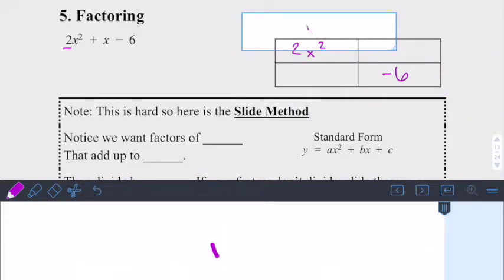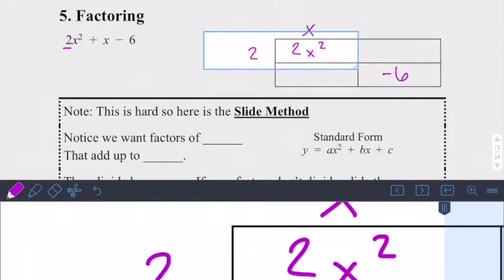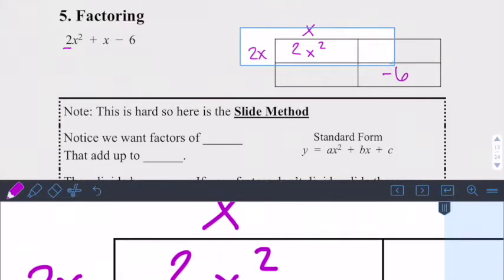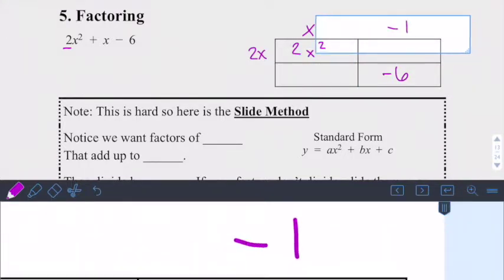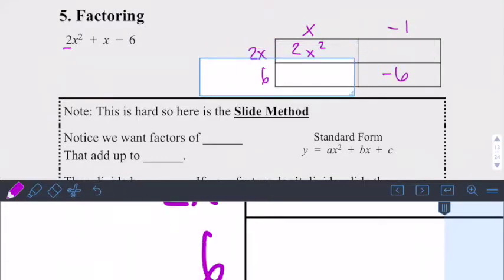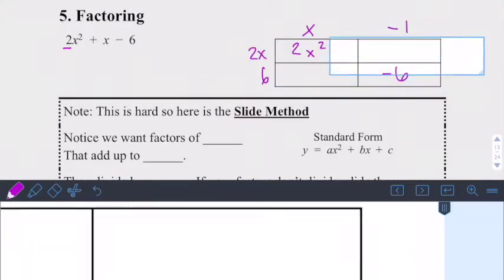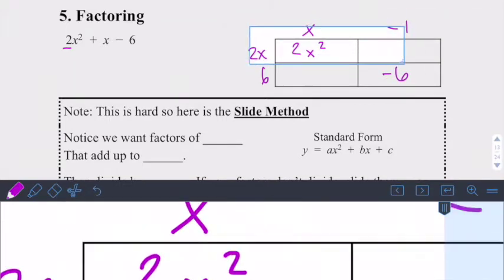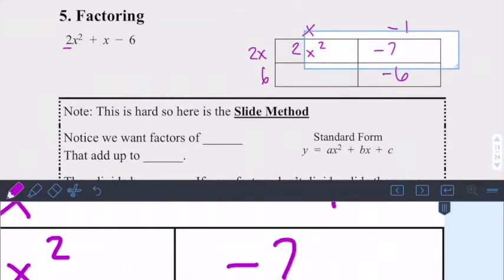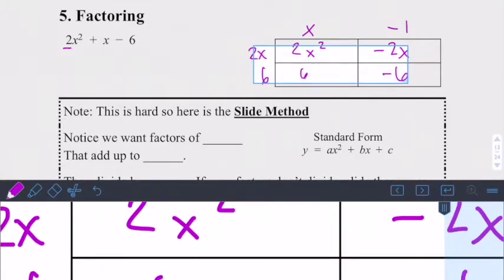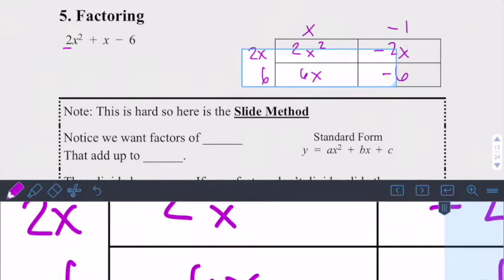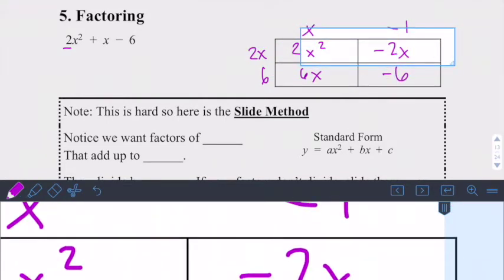This one will be easy because we have an x and we have 2x, right? 2x times x is 2x squared. That's really the only option. And then with minus 6, we've got a couple options. So let's try minus 1 and plus 6. 6 times negative 1 is negative 6. Well, negative 1 times 2x is negative 2x, and x times 6 is 6x. Well, 6x minus 2x is 4x, so that doesn't work.